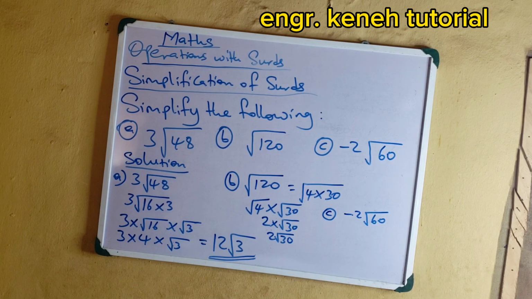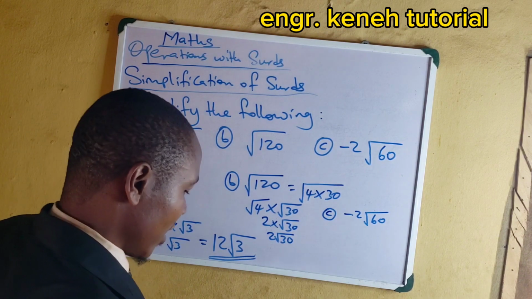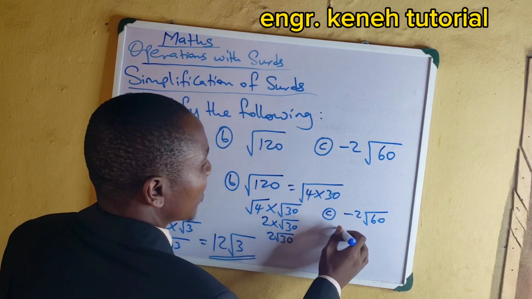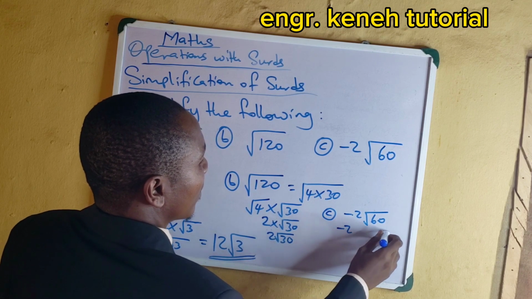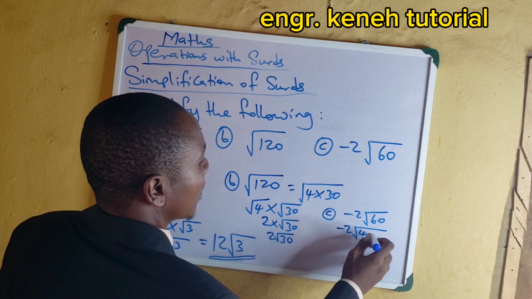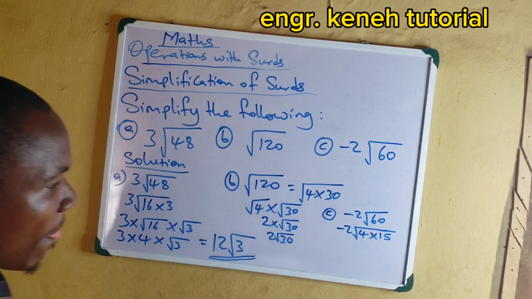So the maximum factor of 60 that is a perfect square is 4. So we are going to have something of this nature. You have this, 4 times what? You have 15. Just like this. Can you see that? All right.